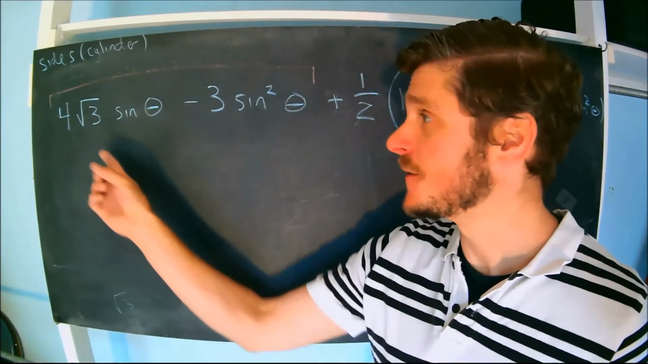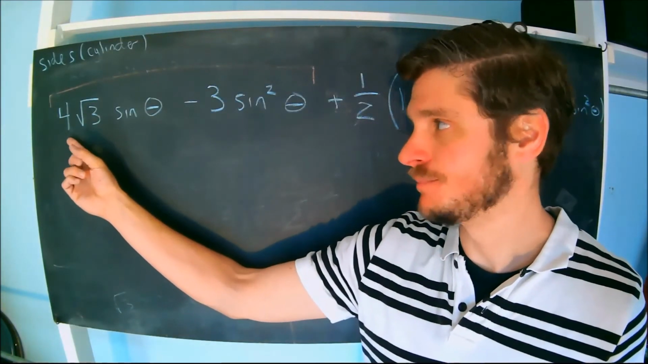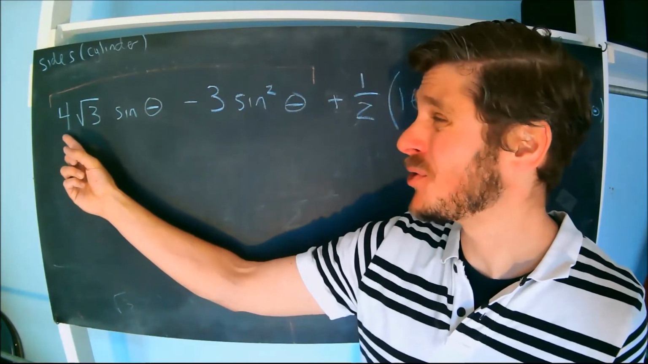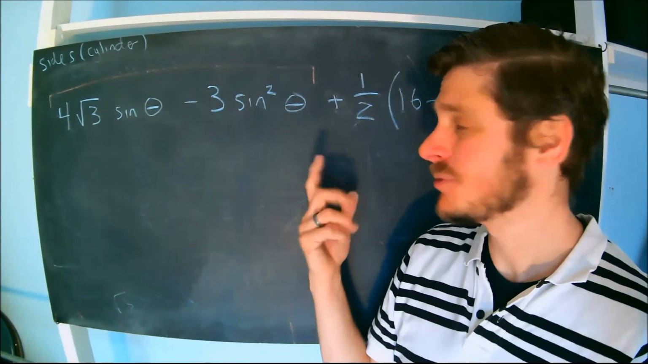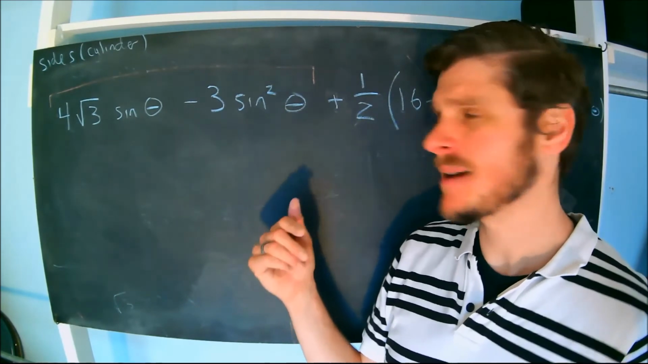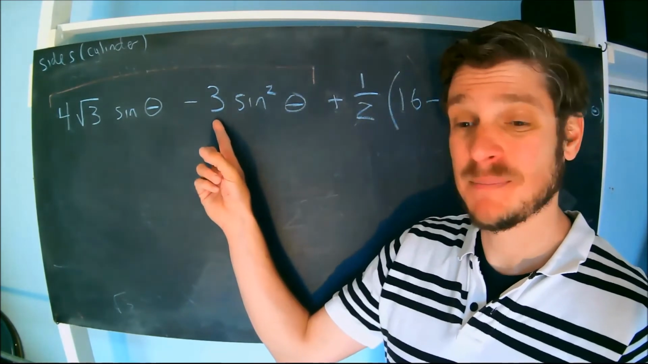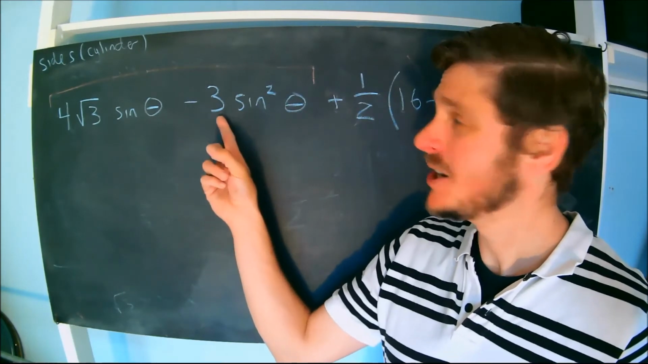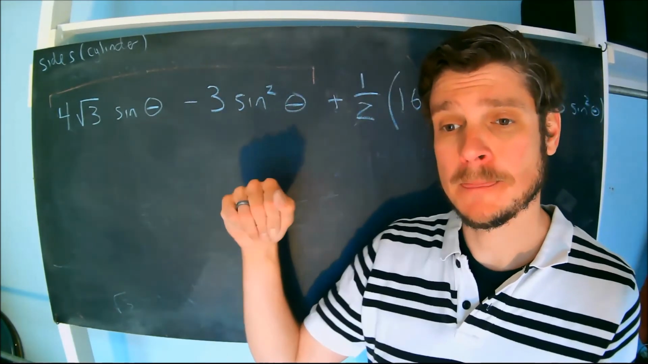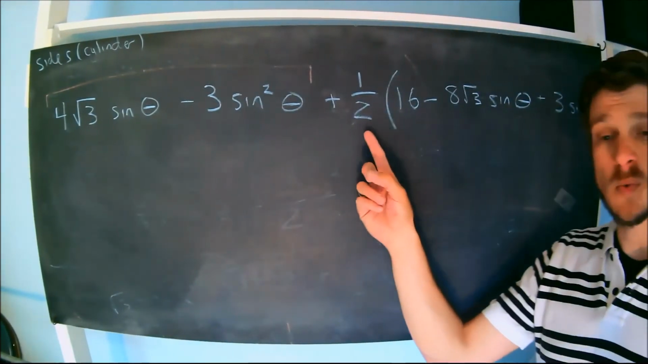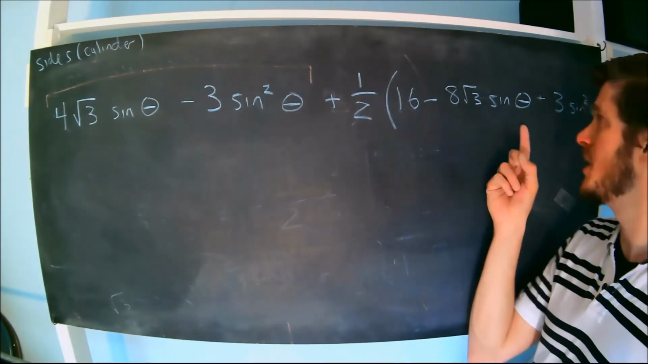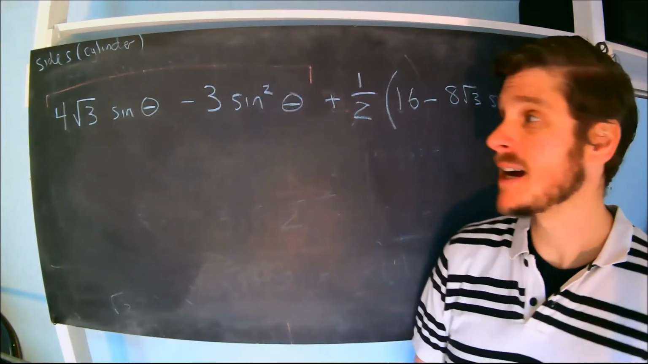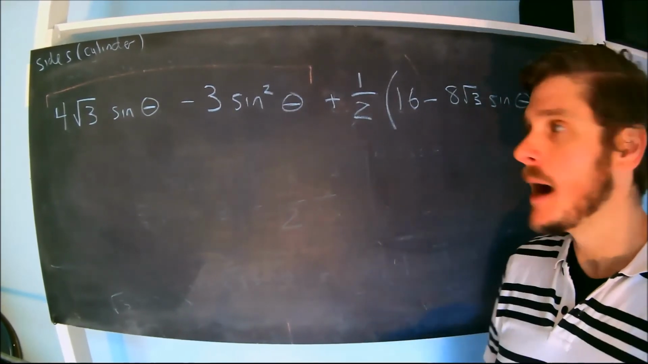Alright, did you do the algebra? So the first part, you're just multiplying by 4, distributing by 4, so 4 root 3 sine theta. And then when we multiply root 3 sine theta times root 3 sine theta, that gives me minus 3 sine squared theta. Then when I expand the square, with the 1/2 in front, the square would be 16, so minus 8 root 3 sine theta plus 3 sine squared theta.